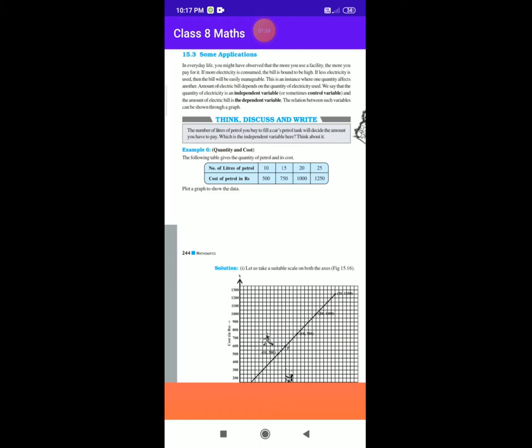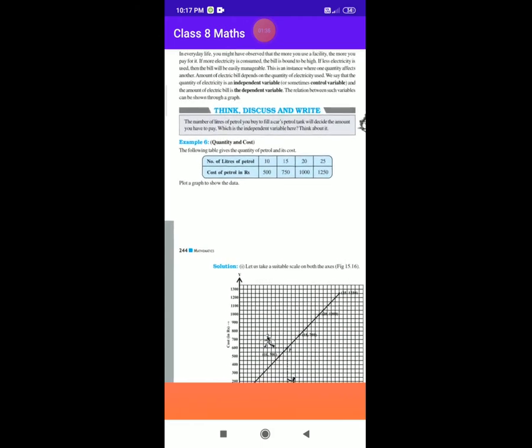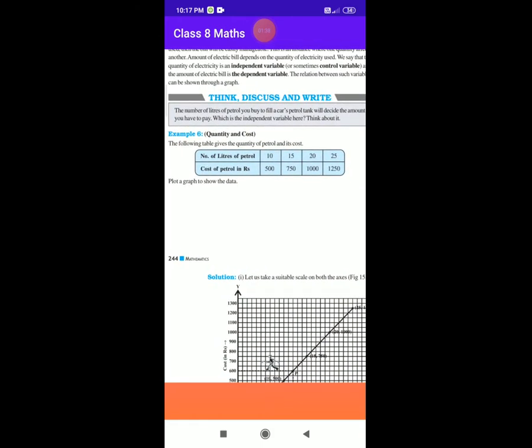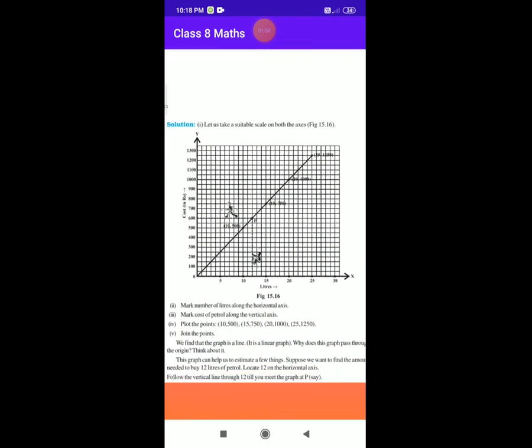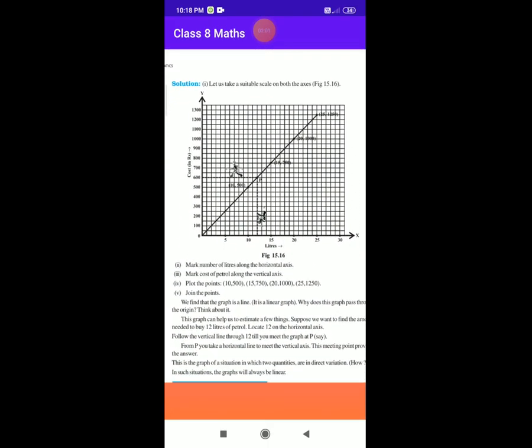एक क्वेश्चन आपके स्क्रीन पर, क्वेश्चन नंबर 6, quantity and cost. The following table gives the quantity of the petrol and its cost. Number of liters of the petrol is 10, 15, 20 and 25, and cost of the petrol in rupees is 500, 750, 1000 and 1250. Now plot the graph to show the data. और ये रहा आपके लिए ग्राफ.